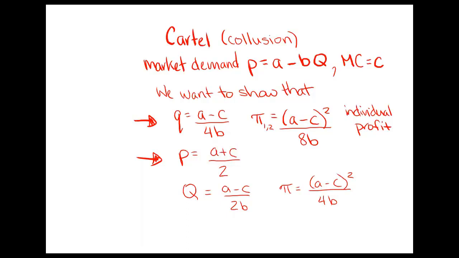And this quantity is for one firm. So firm 1 and firm 2 would both have that as their quantity. This would be the individual profit that they would both get. It's the same for both firms. And if we want to look at the market figures, then this would be the total market quantity and the total market profit. Okay.